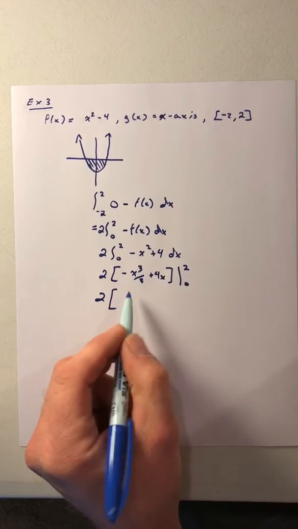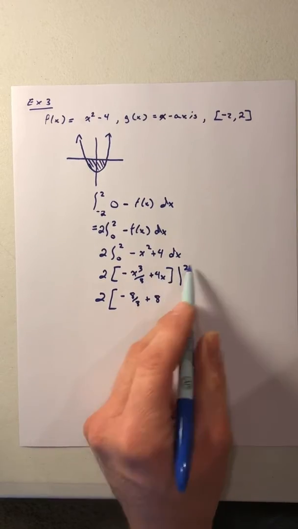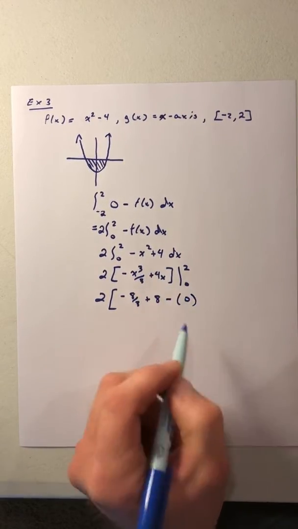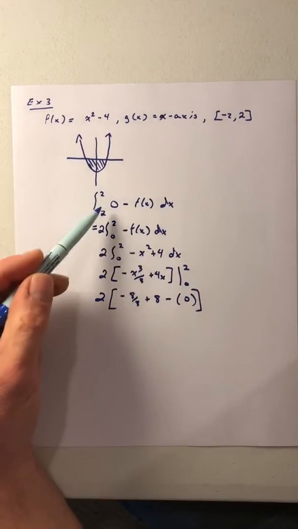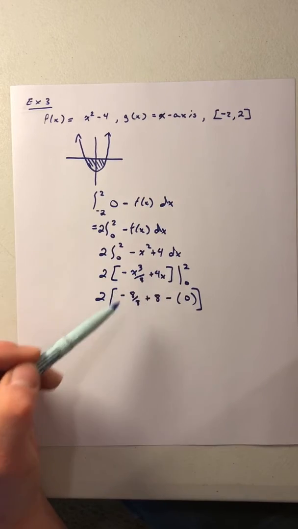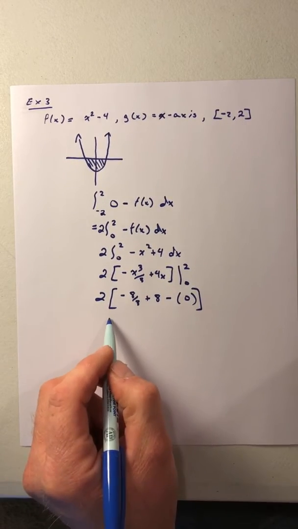Plugging in my 2, I get negative 8 thirds plus 8.4 times 2 gives me 8. Minus, when I plug in 0, notice I get that 0. If I would have kept it up here, I'd have had to plug that negative 2 in order to get that value. But now I can just multiply it by 2.